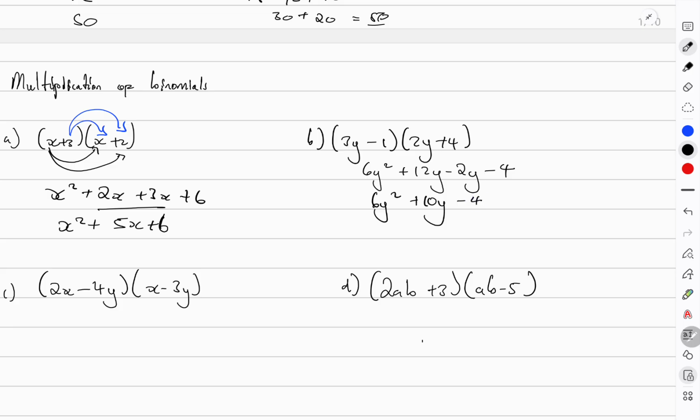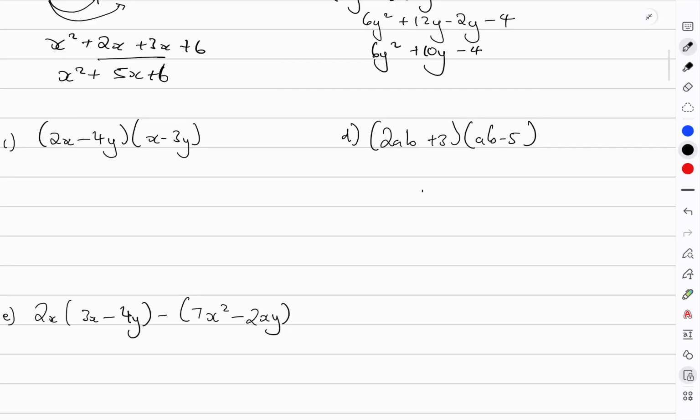Right. Then after, I'm having letter C. With letter C, I'll still use the very same thing. 2x will multiply the x. The very same 2x will multiply the 3y. The negative 4y will multiply the x. The very same negative 4y will multiply the negative 3y.